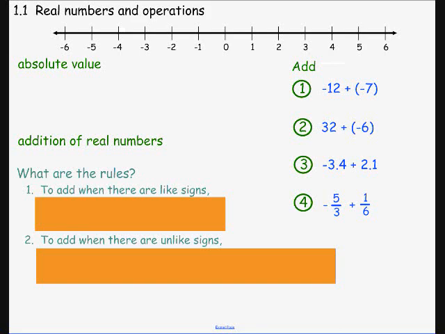Absolute value. You've studied this before. What does it mean, absolute value? It means you talk about the distance, but you don't talk about the direction. So negatives get stripped out of it. For example, if I had the absolute value of -3, that's talking about what is the distance of -3 from 0.